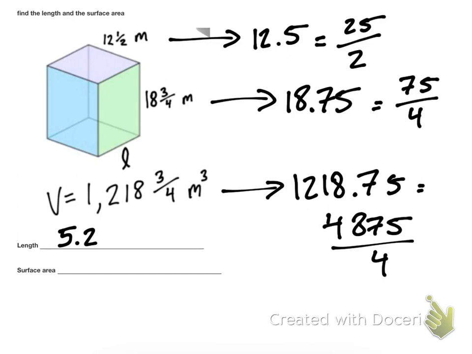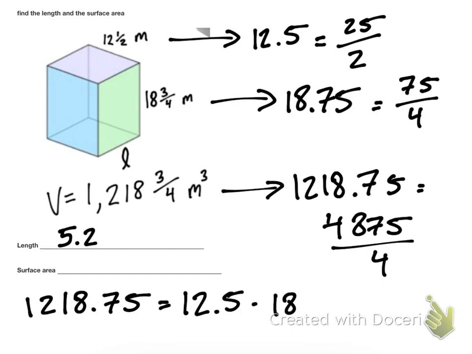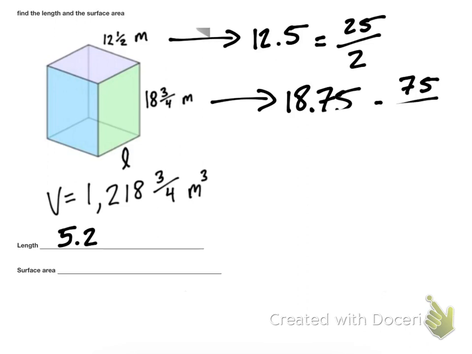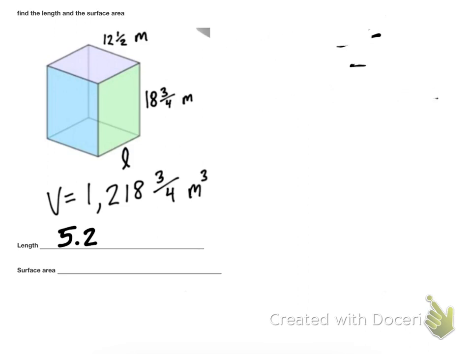Now, if we want to use our calculators here, what we want to do is we've got our volume, 1218.75. Then we're going to divide it by our other two numbers because we know that we want to isolate that variable. Our length is 12.5. Our height is 18.75. And then we have our actual length there. So we want to divide it by each of those. When we divide it, yes, we get 5.2. And as such then, for our surface area, what would our surface area be?